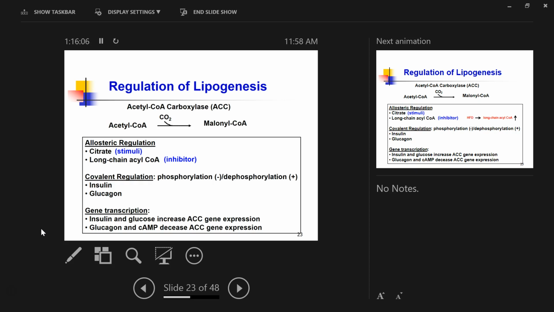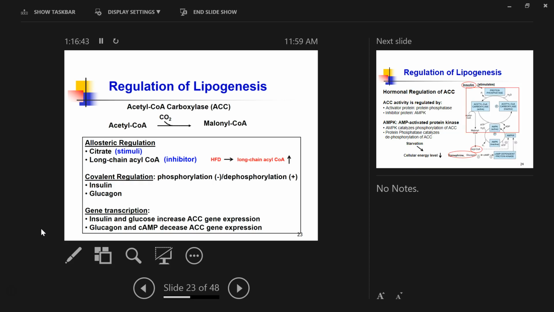So let's talk first about the allosteric regulation. The 2 key substrates are citrate and long-chain acyl-CoA, right? And these 2 substrates regulate ACC activity in the opposite way, right? So, for example, citrate basically stimulates ACC, right, and stimulates lipogenesis. And long-chain acyl-CoA serves as an inhibitor of ACC, so it inhibits lipogenesis.